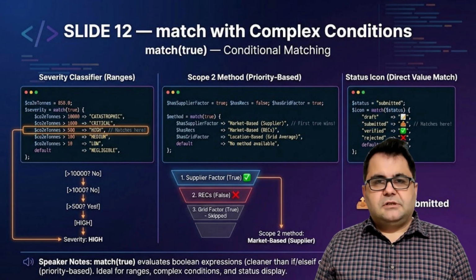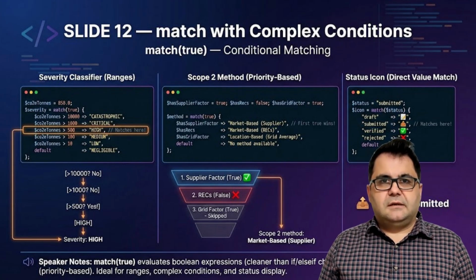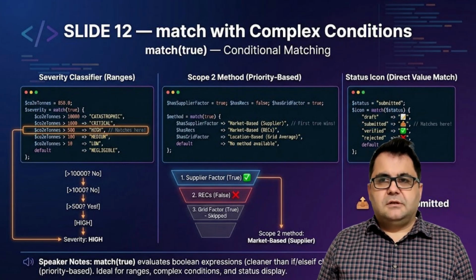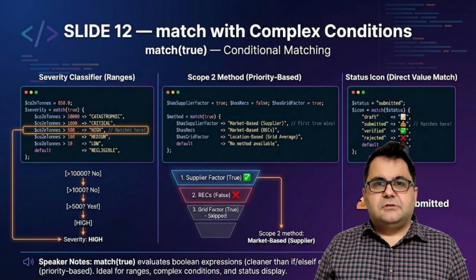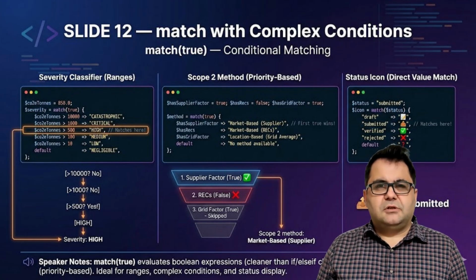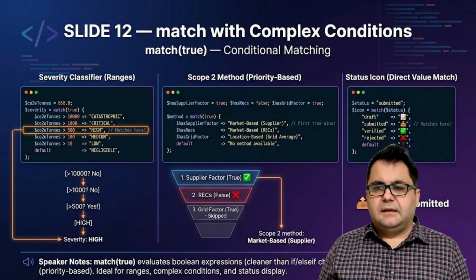The Scope 2 method selector shows priority-based matching. Prefer supplier-specific factors, then RECs, then grid average. We'll use match true extensively in our platform for emission calculations, status display, and permission checks.